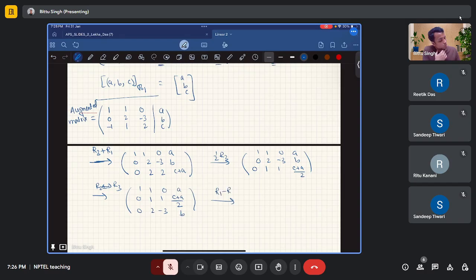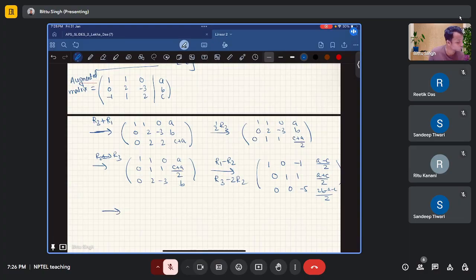Then R1 minus R2 and R3 minus 2R2. If you apply this, you are getting 1 0 -1, which is 0 minus 1, which is minus 1. Then a minus this, which is a minus c by 2. Then it is a plus c by 2, I have just rearranged. Then 0, 2 minus 2, which is 0. Then minus 3 minus 2, which is minus 5. And b minus this, which is 2b minus a minus c by 2.